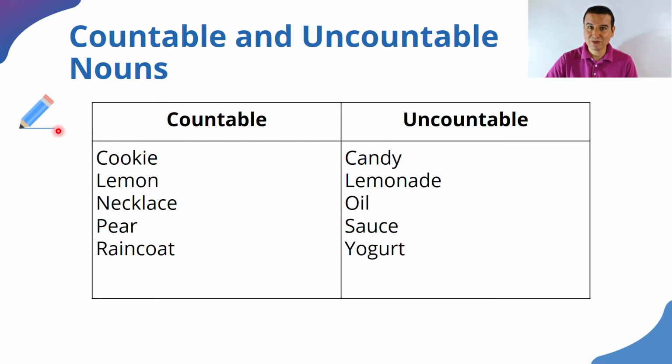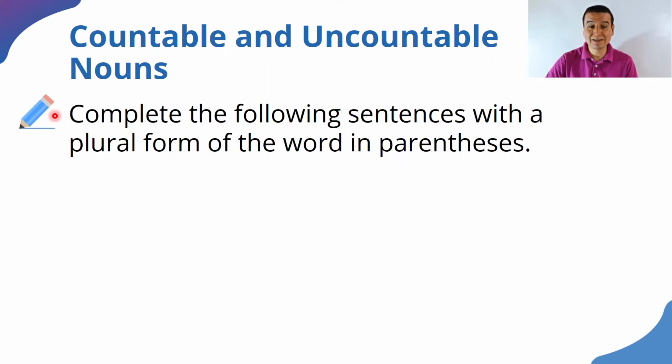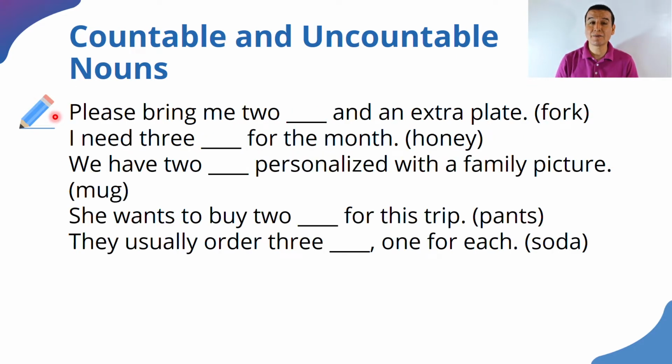All right, thank you for having completed that activity. And I have one extra activity for you. The next one. Complete the following sentences with a plural form of the word in parentheses. You have to be very careful because this is not about a singular or plural kind of exercise. It is about countable and uncountable.